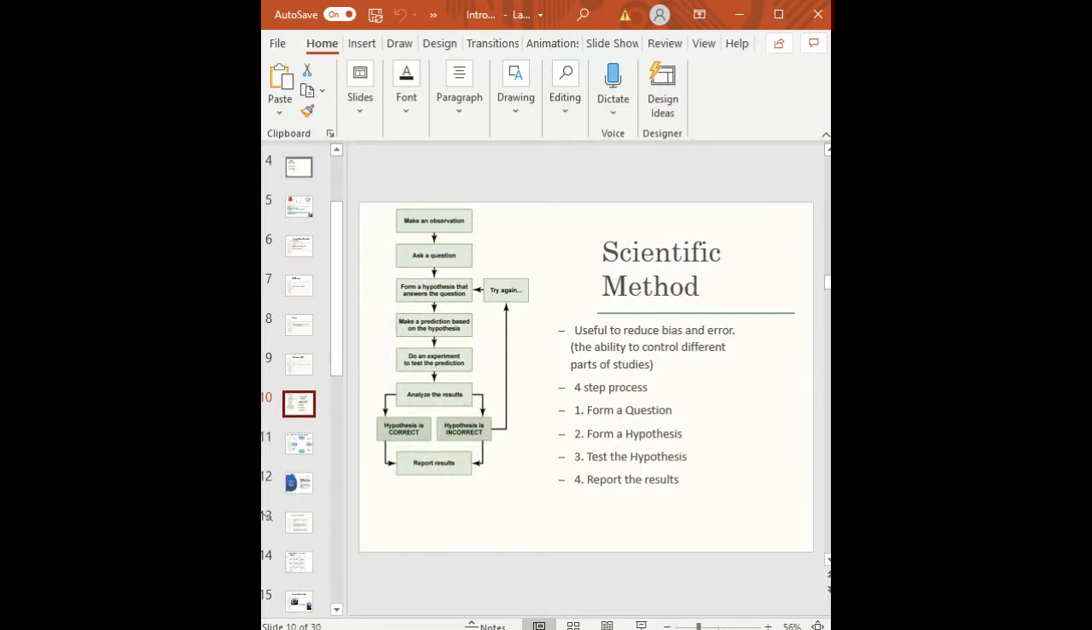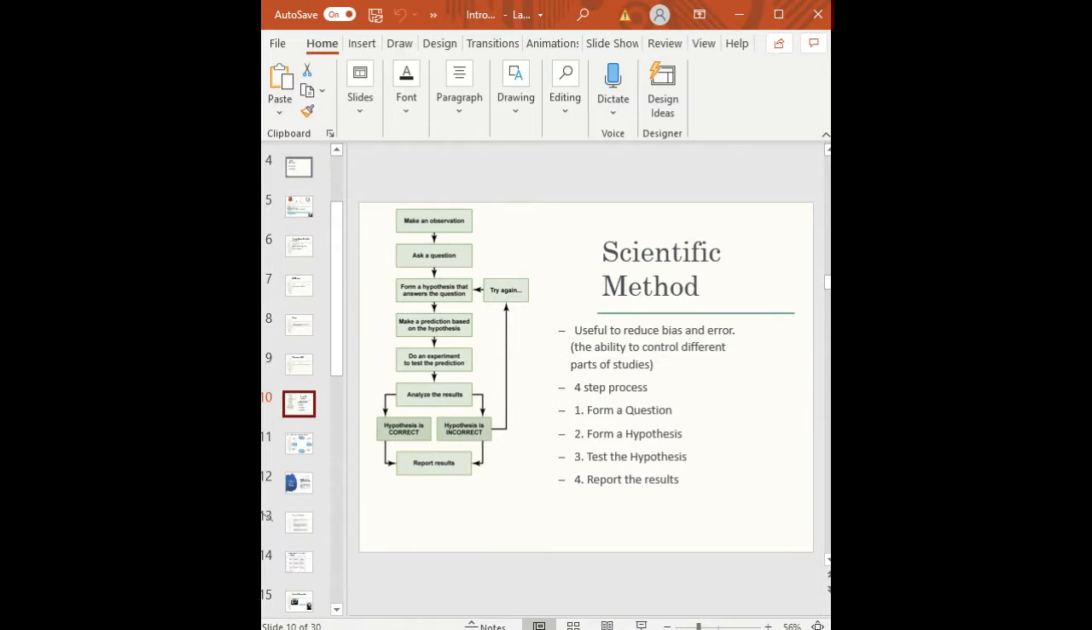Okay, so we are going to review real quick the scientific method. This is just a very straightforward way to think about how we get to these theories and how we get to these conclusions. This is useful to reduce bias and error. If every single person follows the scientific method, then it is more likely to get appropriate results, versus if someone did these out of order or didn't follow the scientific method, then their research could have holes in it that don't really make sense.